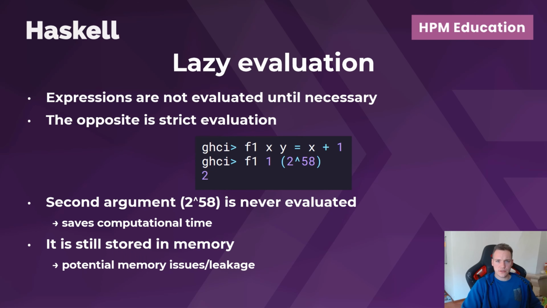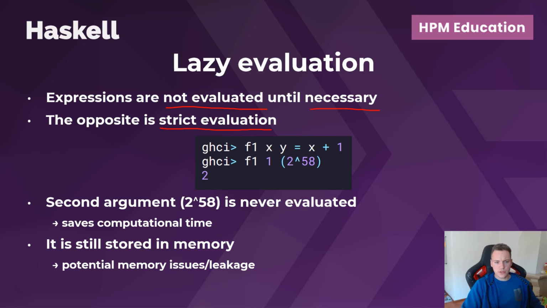We mentioned at the start that Haskell is a lazy language, and that refers to the lazy evaluation of expressions, the way in which expressions are evaluated in Haskell. Lazy evaluation means that expressions are not evaluated until necessary. Until the expression is actually needed by the program, it will not be evaluated. The opposite of this is strict evaluation, in which case every expression is evaluated as soon as it's encountered.